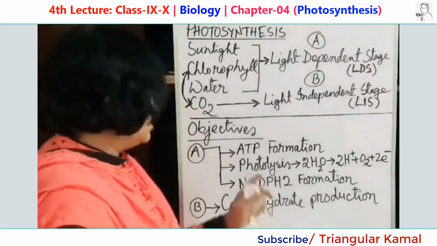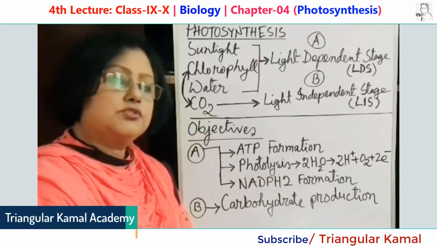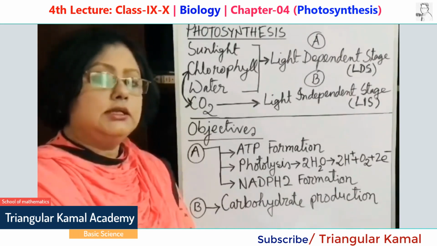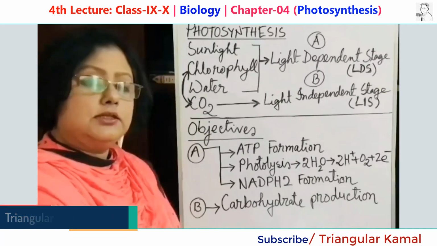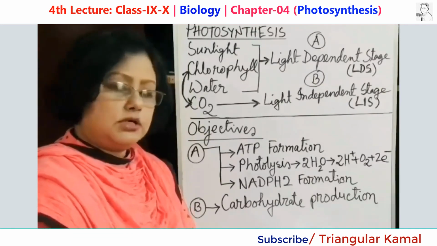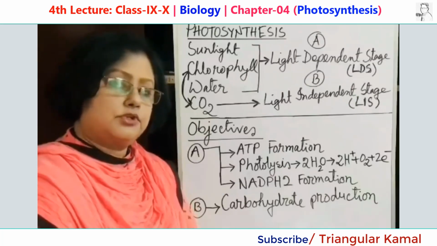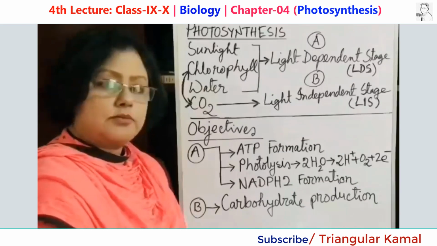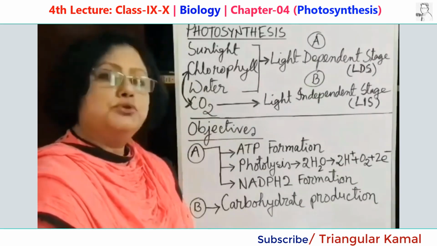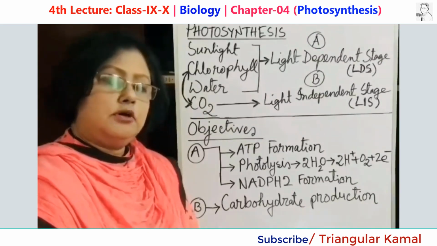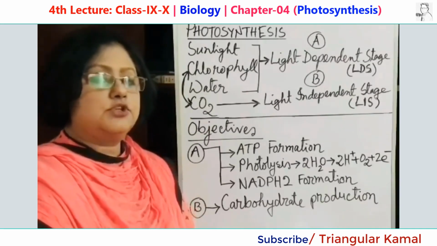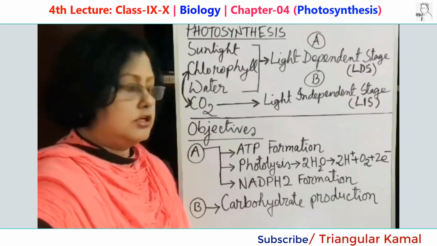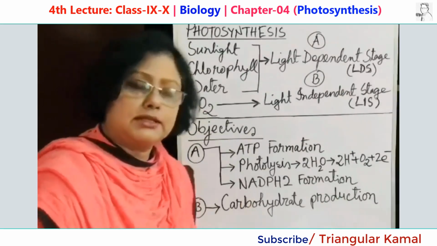So these 3 things are produced in the light dependent stage. What are the objectives in the light independent stage? In the light independent stage, one of the most important things, the food for the plant, is produced. What is that? That is carbohydrate. After production of carbohydrate, it is used for another process, respiration, and this respiration can produce more ATPs for the cells of living organisms. So let's see what is happening next.